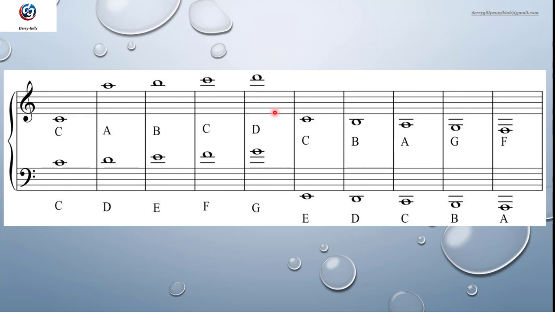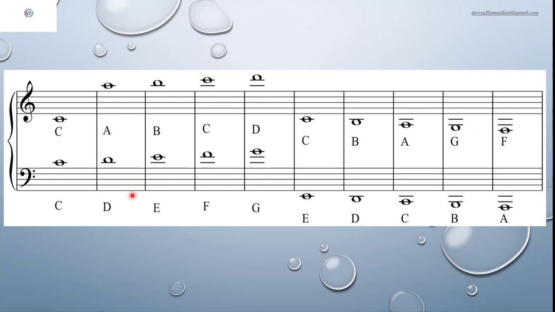Now these ones are found below the treble clef. You can see the C here. The B is a space below the middle C. The A, 2 ledger lines. The G in a space, then the F in 3 ledger lines.